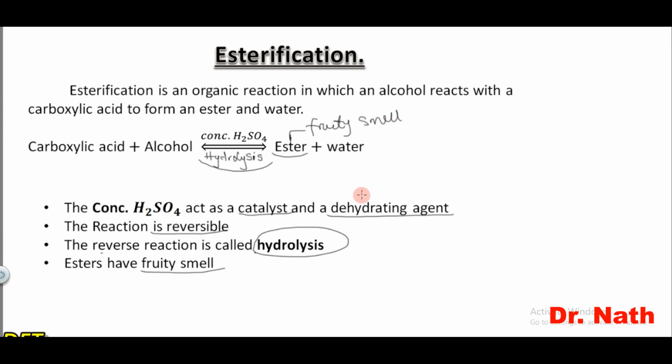So this is all you need to know about the esterification reaction. Just a quick recap. Esterification is an organic reaction in which an alcohol reacts with a carboxylic acid to form an ester and water. Carboxylic acid plus alcohol gives you ester and water. That reaction is known as the esterification reaction. And remember, concentrated tetraoxosulphate(VI) acid is acting as the catalyst and the dehydrating agent in the reaction.